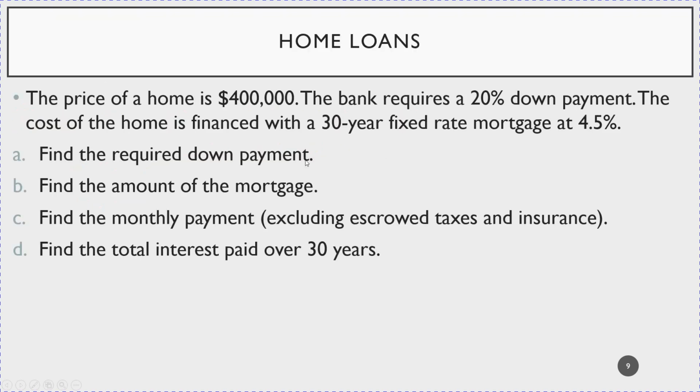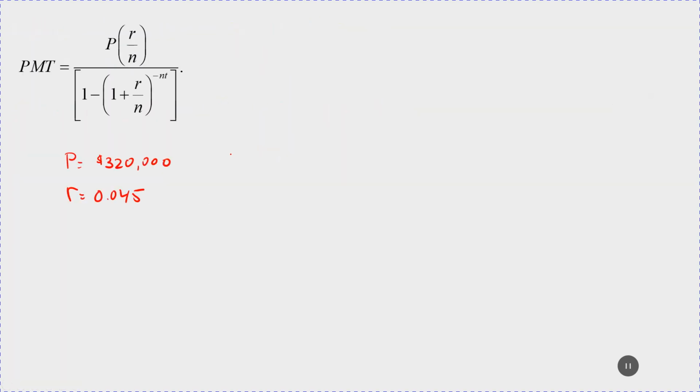I'm going to make monthly payments, so that's 12, and I'm going to do it for 30 years. So my T is 30, and my N is 12. It's a 30-year mortgage. Very common. Common mortgages are 15 or 30 years.